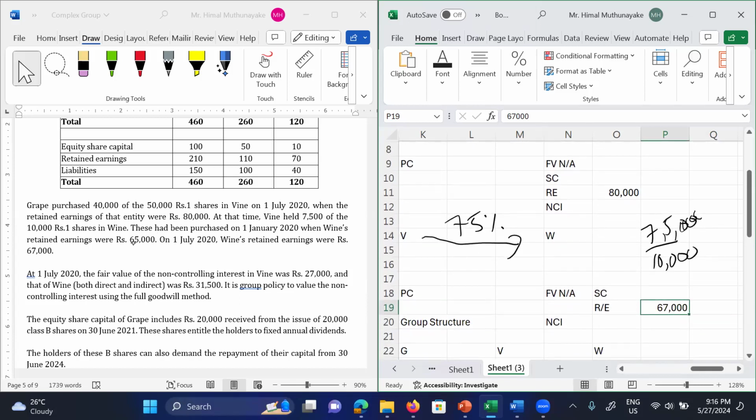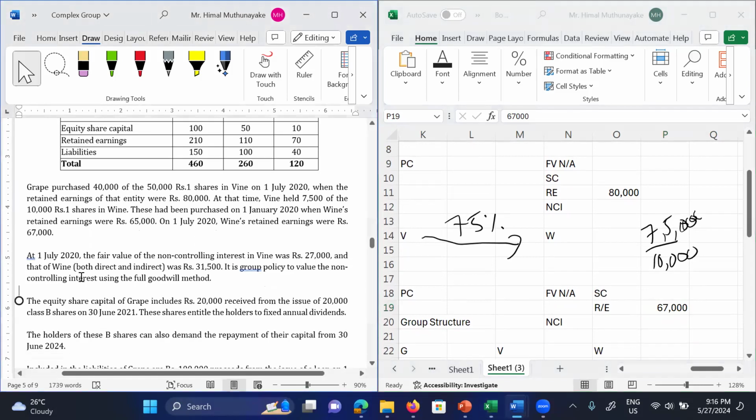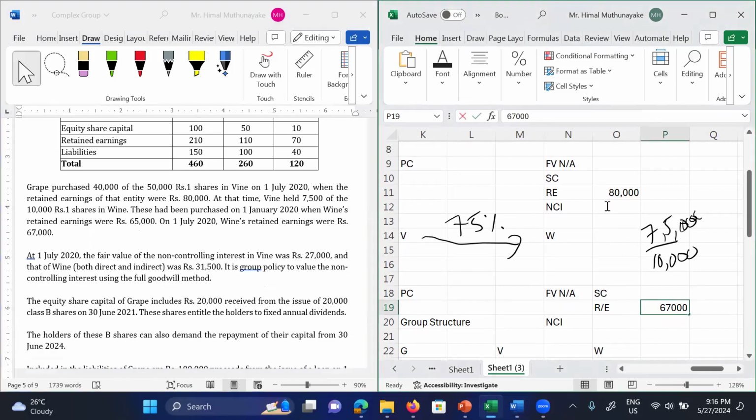Right. 67,000. Then the next paragraph: at July 1st, 2020, the fair value of the non-controlling interest of W was 27,000. Right. This is 27,000. And the W is 31,500. Right. 31,500.